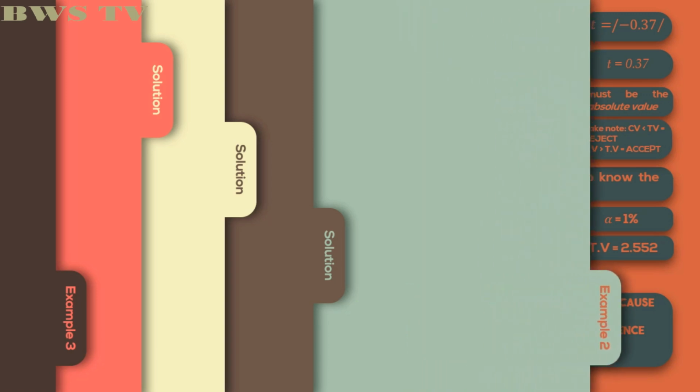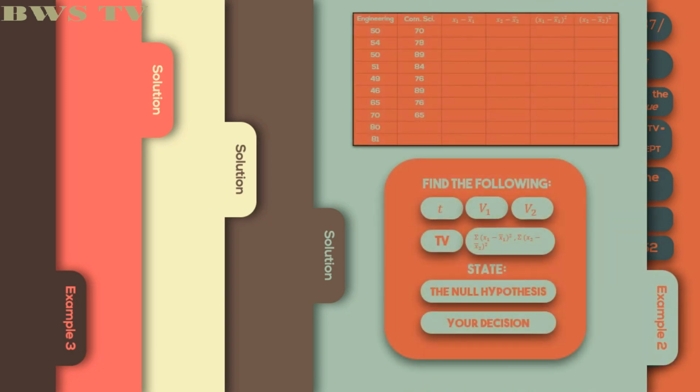Here is an example with an unequal number of population samples. No changes needed to be made. Simply find the following again: the t-value, variance of the first group, variance of the second group, the tabular value, and state the null hypothesis and your decision.